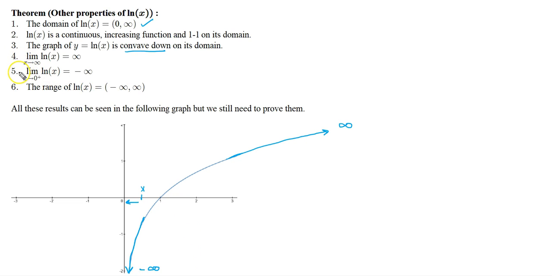And then because of 4 and 5, the range of the natural logarithm is negative infinity to positive infinity. If I pick any point on the y-axis, there is a point x that gets mapped to it. So in other words, there is some point x on the x-axis where the ln of x equals y. And this y can be any point along the y-axis. So the range of the natural logarithm is negative infinity to positive infinity.